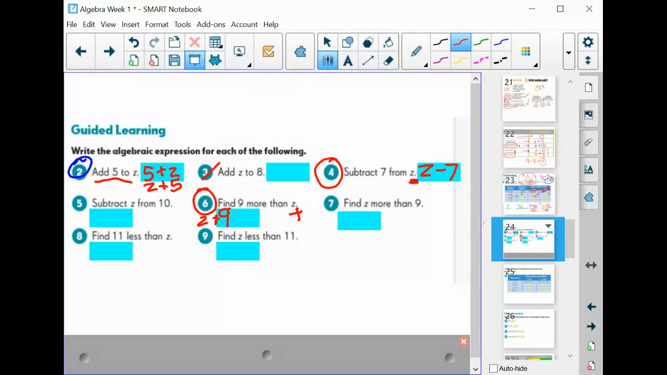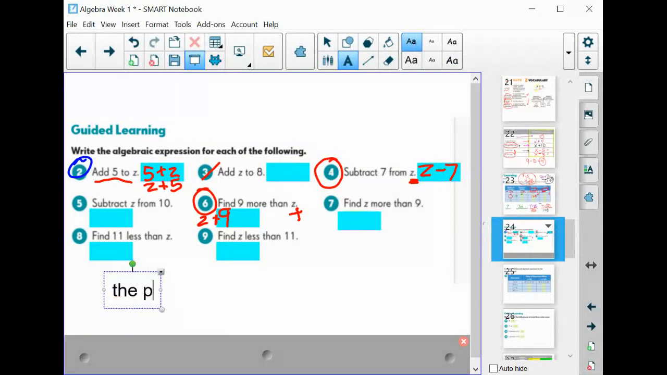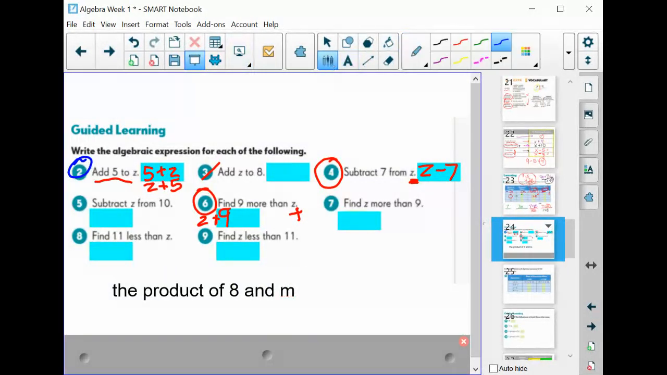Now, you might also be writing these with multiplication. So I'm going to just type one in right here. Let's do the product of 8 and m. Okay, and we're going to write an expression to represent that. So the product tells me that this is going to be a multiplication problem, and we are going to multiply those two terms, 8 and m.